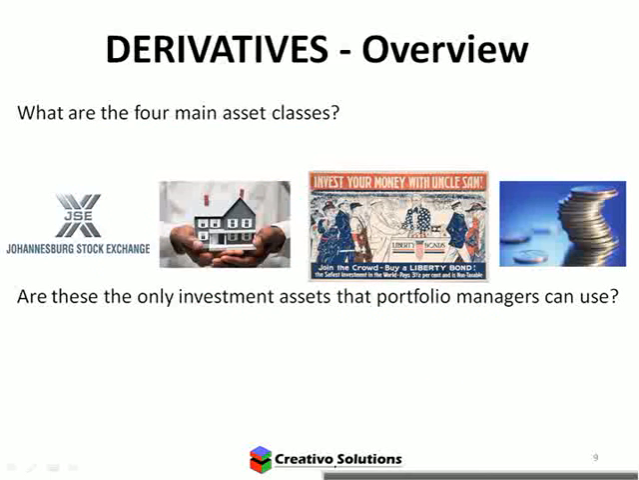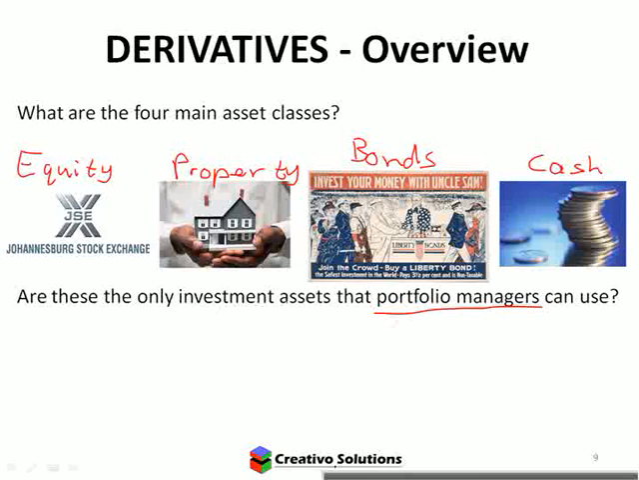So what are the four main asset classes? Stocks, so that's equity. Bonds. Property. And cash. Those are the four main asset classes. Are these the only asset classes that portfolio managers can use? No. So what other asset classes do you get?